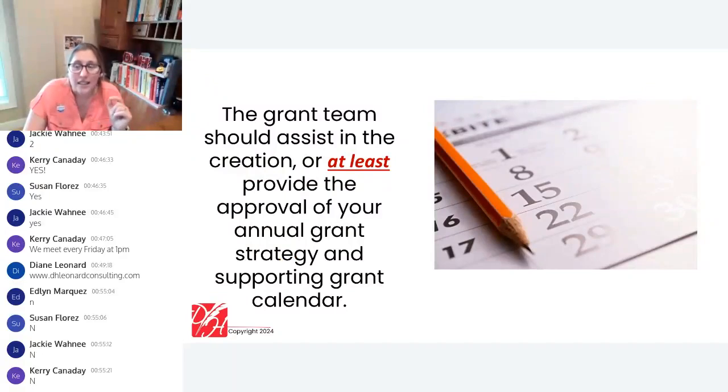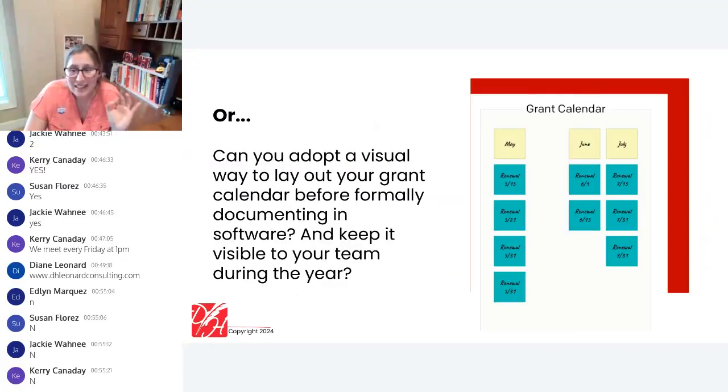It is something that visually you and your colleagues, those grant team folks we talked about, have agreed on: this is our plan for who we will apply to and when. It can be a physical calendar on a wall in the office. That's fine. It can be sticky notes on the wall in the office. Also fine. It can be sticky notes virtually, visible to the team in a shared tool.